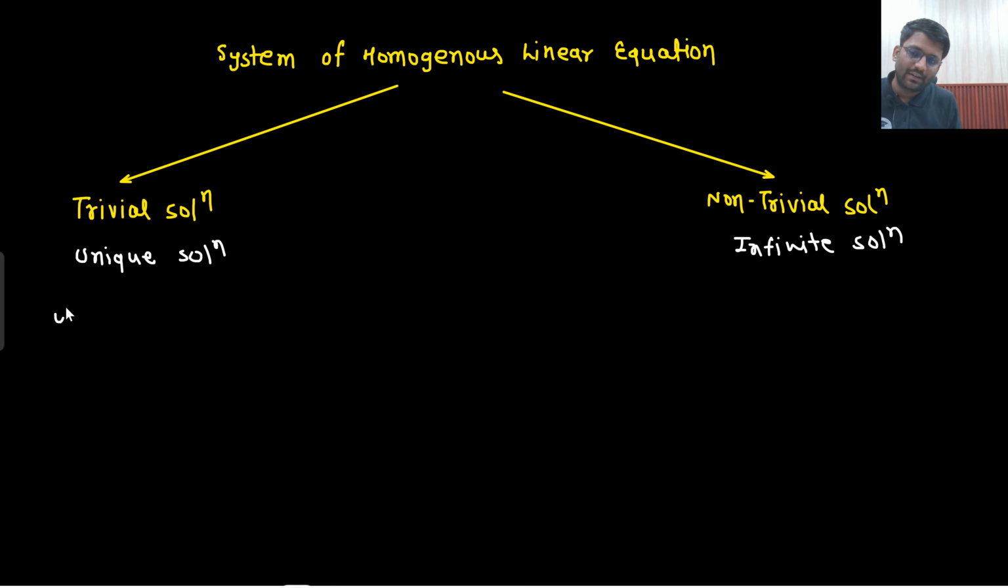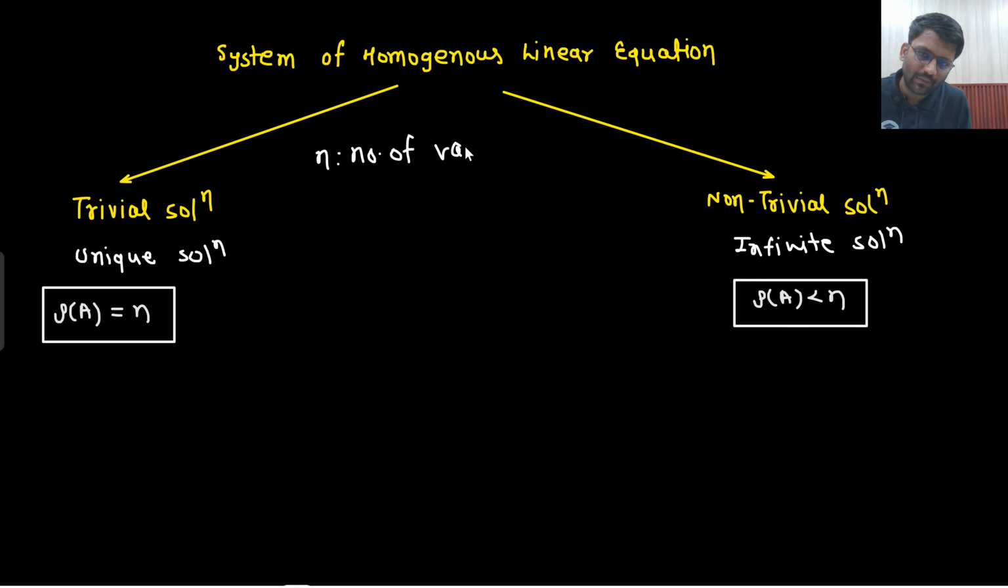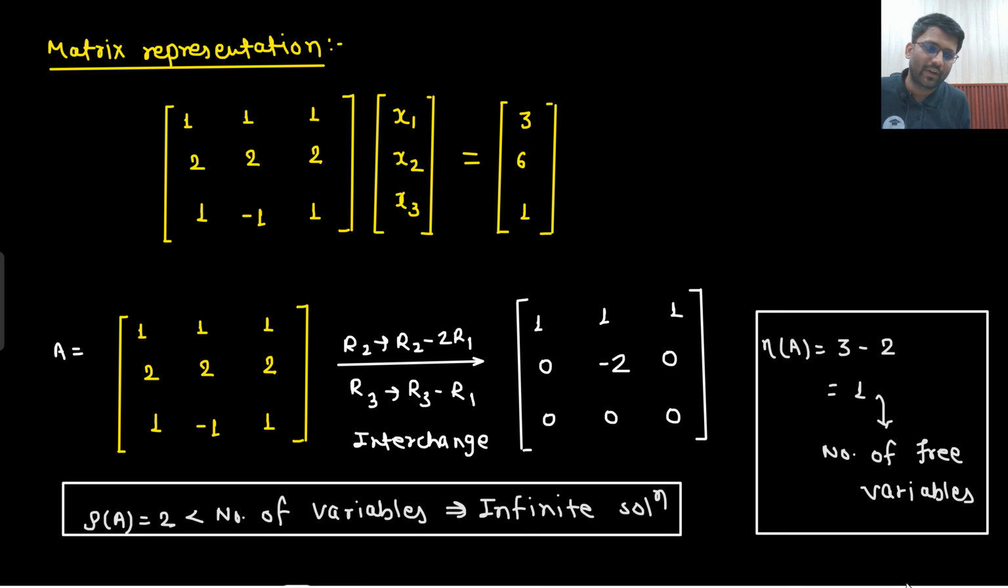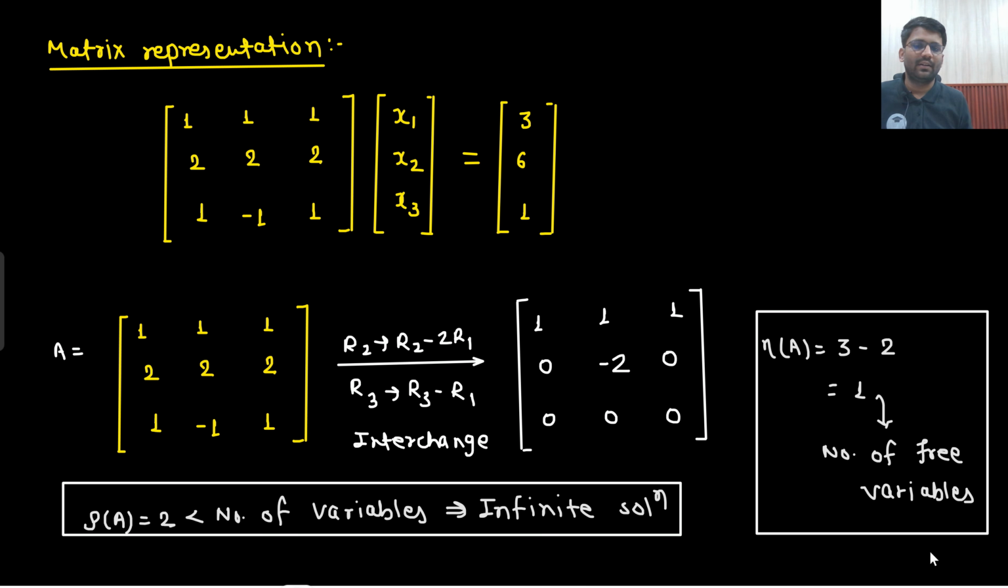And what is the condition? The condition here is rank of A should be equal to n, and here the condition is rank of A should be less than n. Right? So these are the conditions. And what is n here? n represents the number of variables, or you can say it is equal to the number of columns in A. Why is it the number of columns in A? I have explained it a lot of times. The number of variables will be equal to the number of columns in A. Right?